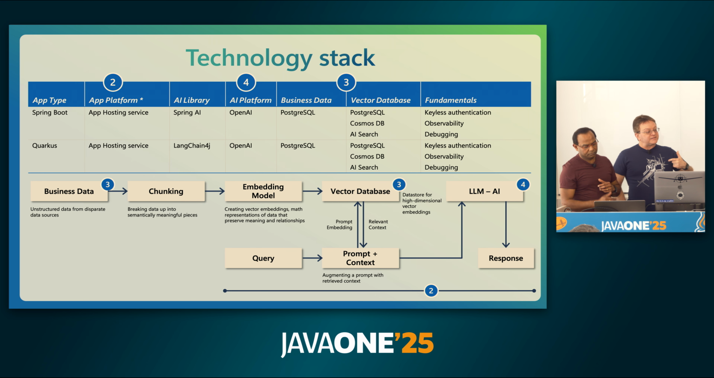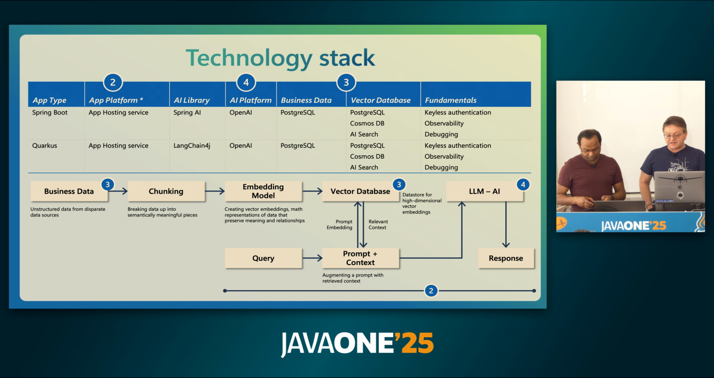For Quarkus, the tech stack is very similar. The only significant change that you would envision is using LangChain4J instead of Spring AI. The tech stacks are designed, again, to be very similar, but also to leverage the fundamentals we discussed earlier, such as keyless authentication, observability, and debugging. However, let's relate this back to the numbers from the previous diagram.